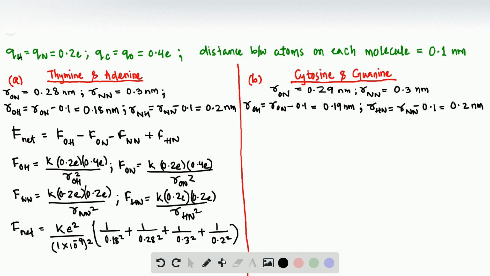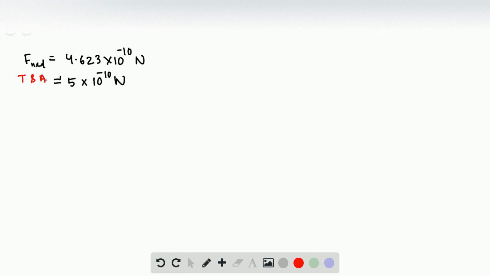let's move to the next page. So we get F net to be around 4.623 times 10 to the power minus 10 Newton, or 5 times 10 to the power minus 10 Newton. So this is the net force between thymine and adenine.